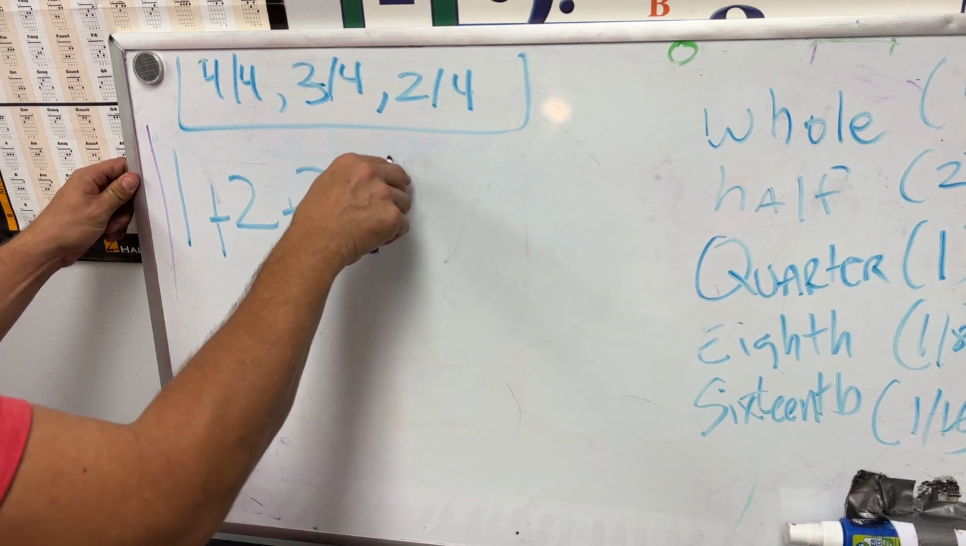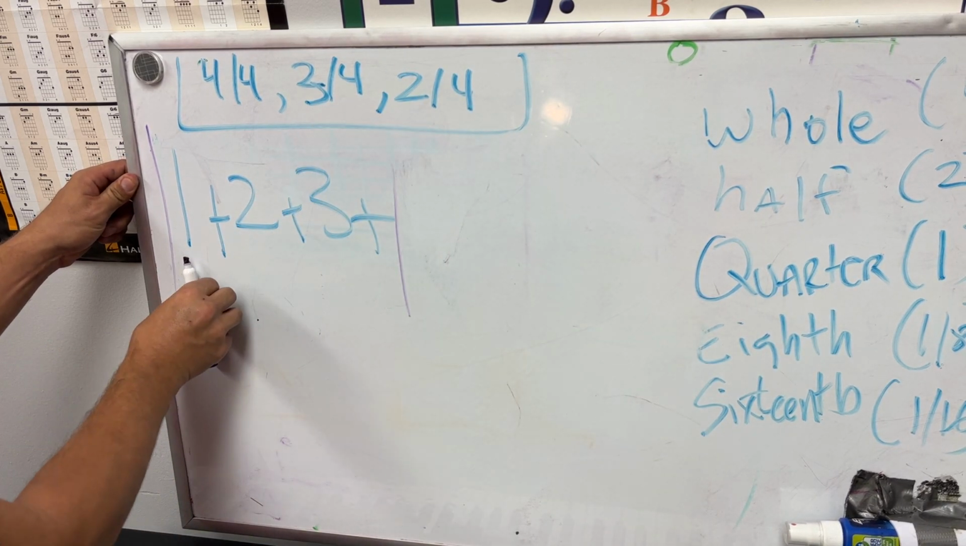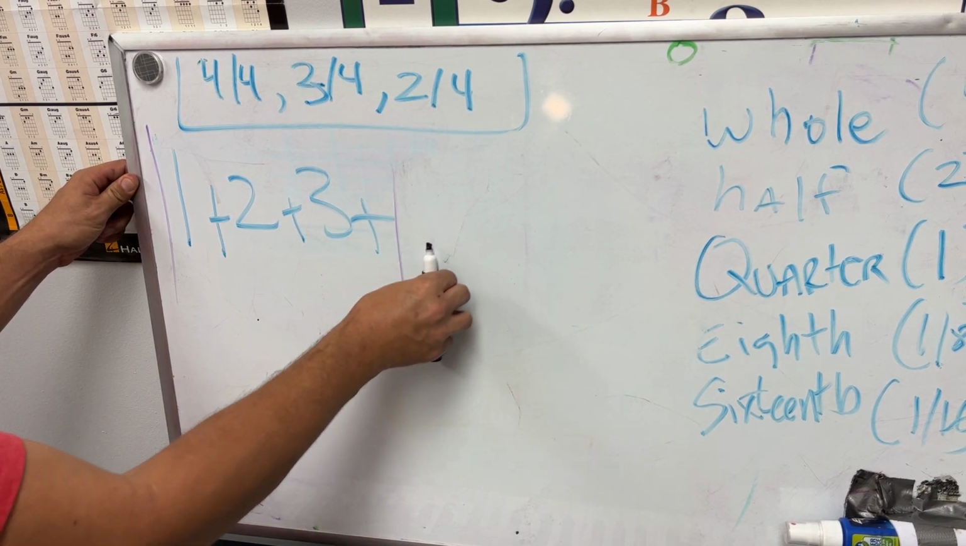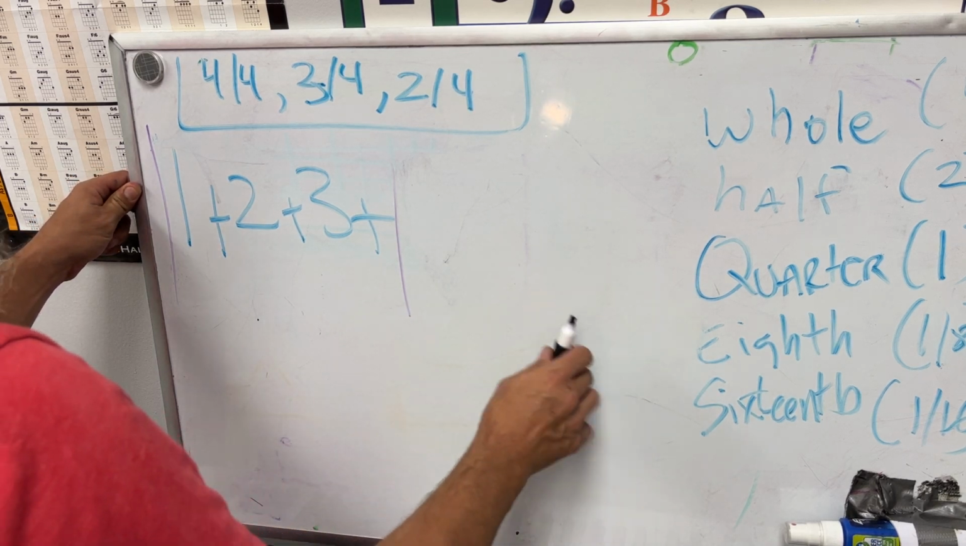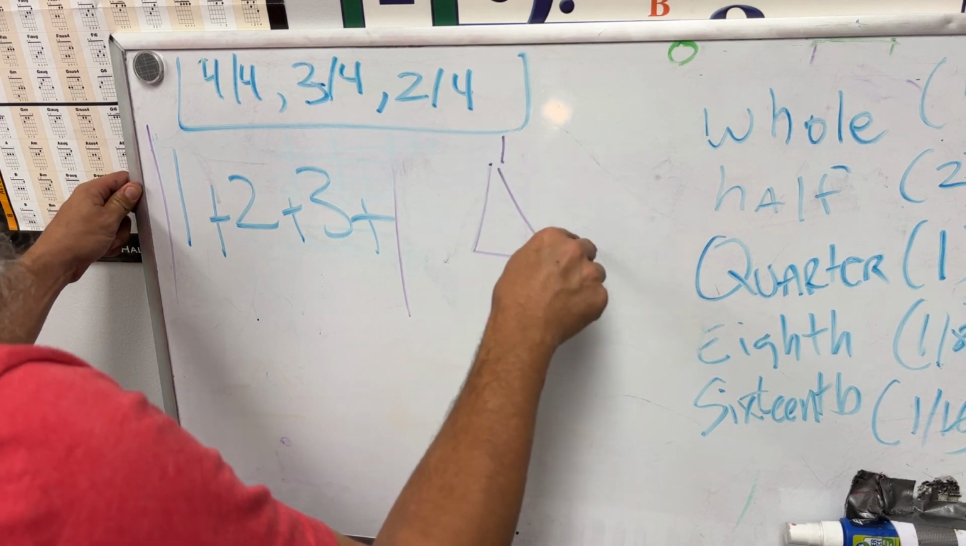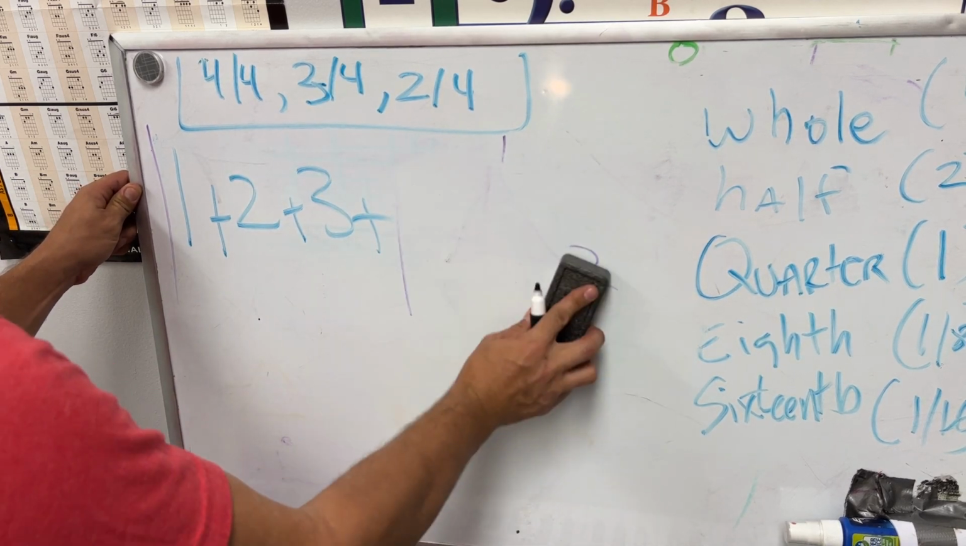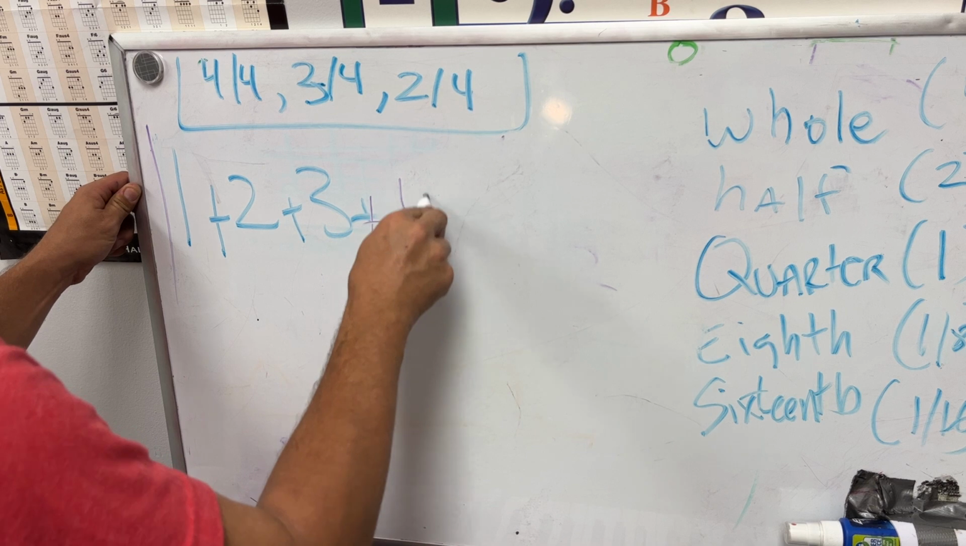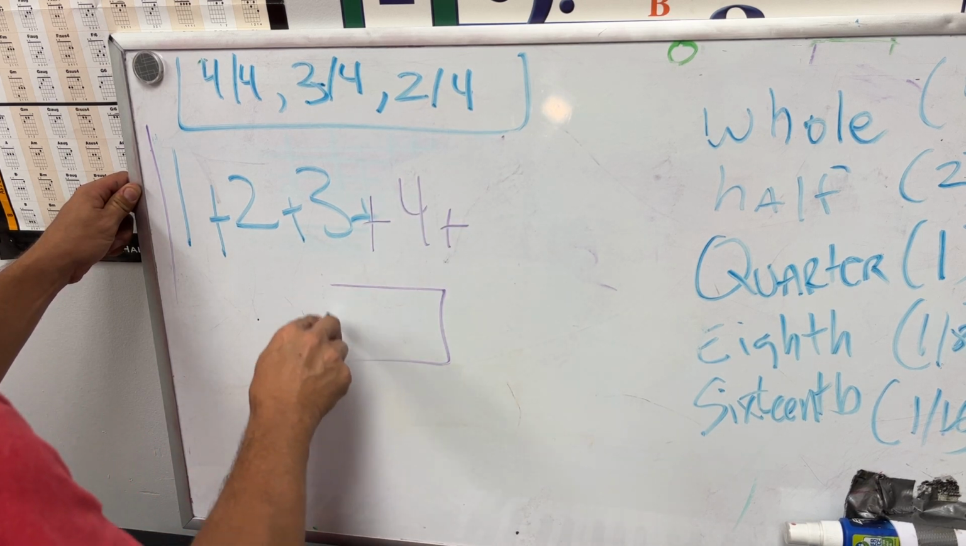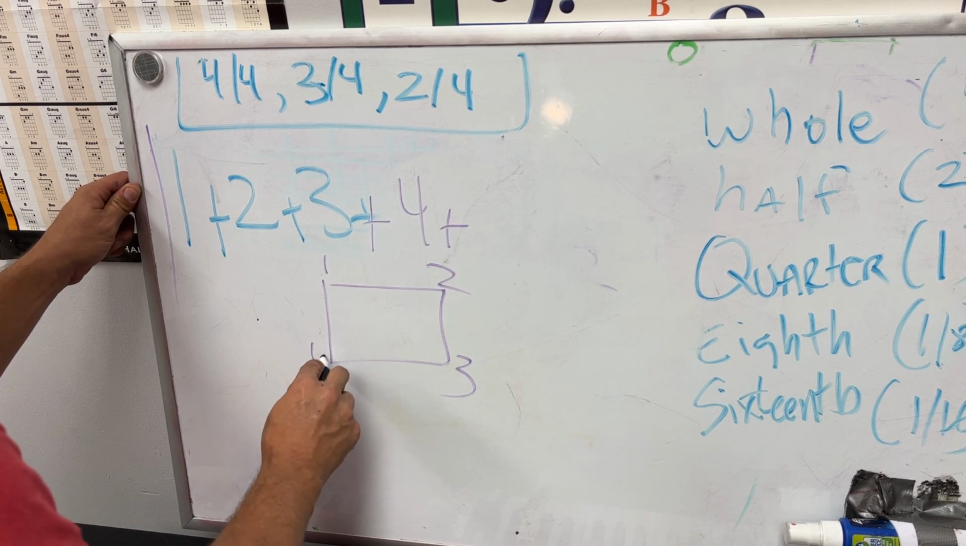In 3/4, we just get rid of that 4th beat, and we have 1 and 2 and 3 and 1 and 2 and 3 and. For me, I kind of see a triangle with 1, 2, 3 sides. When we were doing 4/4, I kind of saw a rectangle because it has 1, 2, 3, and 4 beats.